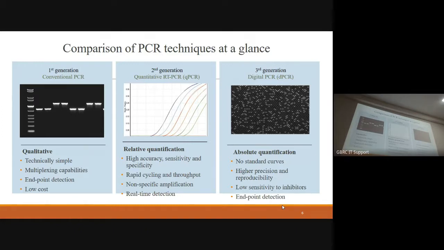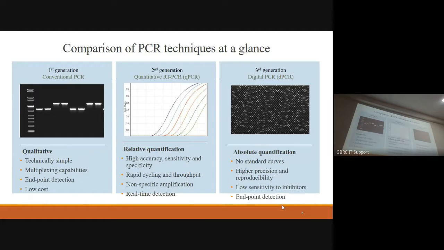Here you can see the real-time detection, but here also you require the standards. If you are not having any standards, you cannot quantify your actual targets in the sample. But here you don't require any standard, the precision and reproducibility is higher, and inhibitor sensitivity is very low. Suppose I am doing wastewater surveillance using this digital PCR as well as RT-PCR.